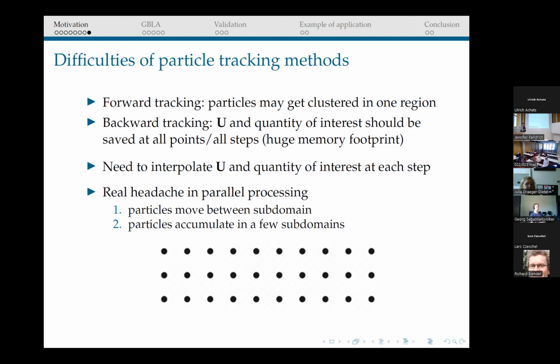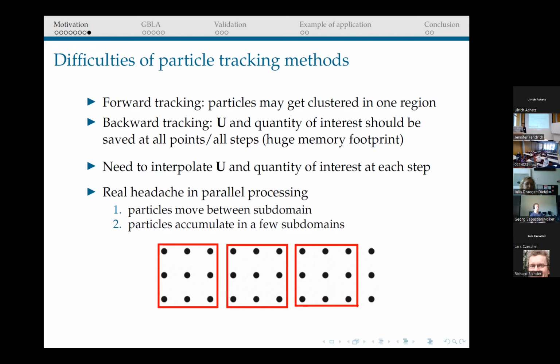The other issue is that it's a real headache when it comes to parallel processing. I'll try to explain again with this sketch. Let's say this is my computational grid. I divide it into some subdomains and I assign each subdomain to a processor, which is working more or less independently and in parallel. And I solve an equation on each subdomain. If I want to track my particle in each subdomain starting from my grid points, the particles may cross one subdomain and go to another one.